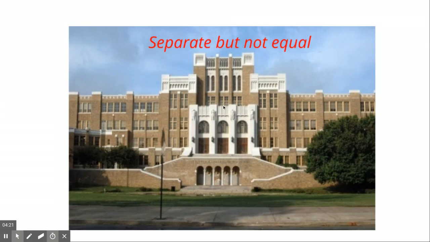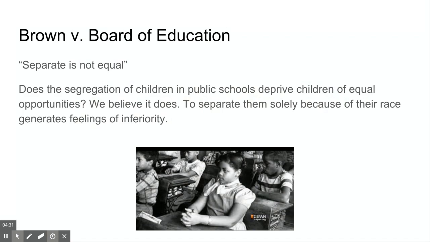Here we have an example of a white school in Little Rock, Arkansas, Central High School, and you can see obviously a massive difference between the two types of schools that the races were going to at that time.